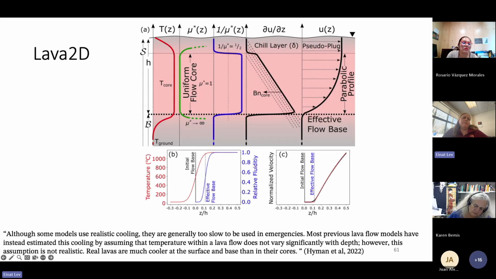Last in this category is Lava 2D, which is depth-averaged, but it also makes some assumptions on the temperature profile inside the flow and the profile of velocity, assuming some sort of a plug flow with depth. So that is still depth-averaged, so it's still relatively fast compared to the full 3D kind of finite elements, finite volumes code, but it's not uniform.